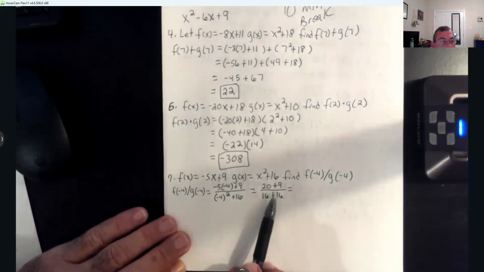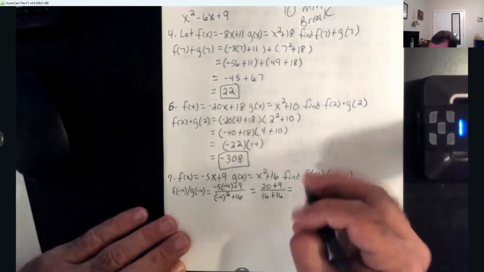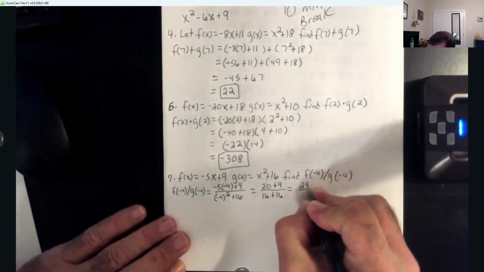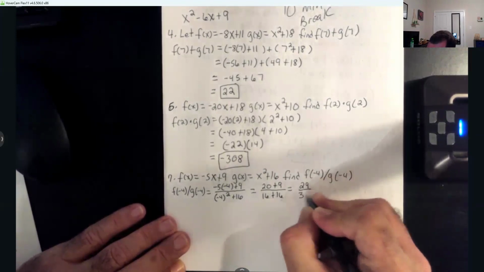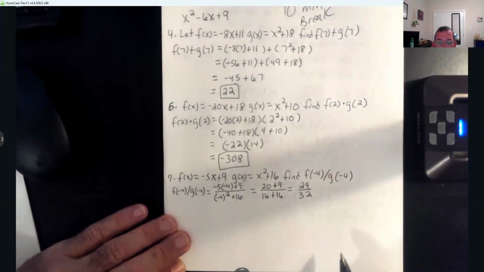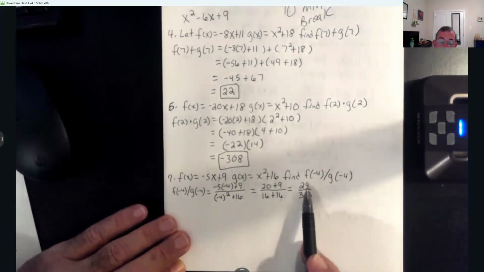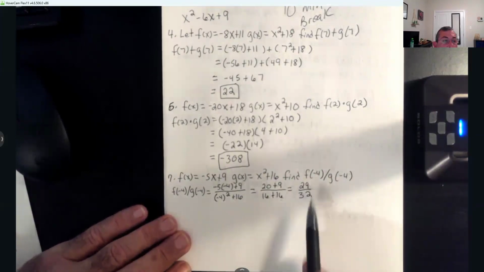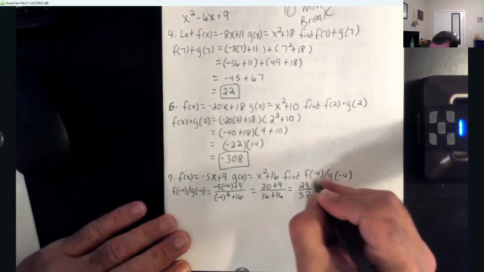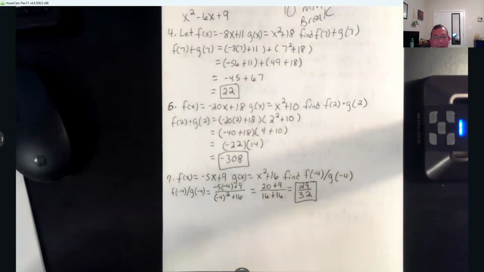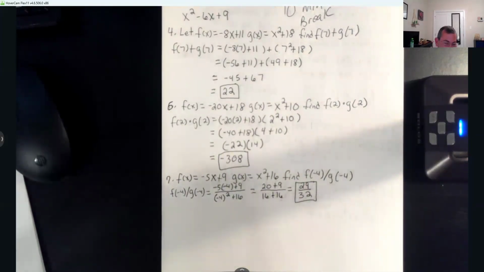Hey, y'all, let's see. Good job. It looks like I'm going to add the top, get 29. 16 plus 16 is 32. And y'all, I don't think that reduces. I think 29 is actually a prime number. So Nat, you done it again, girl, because I get a 29 over 32.